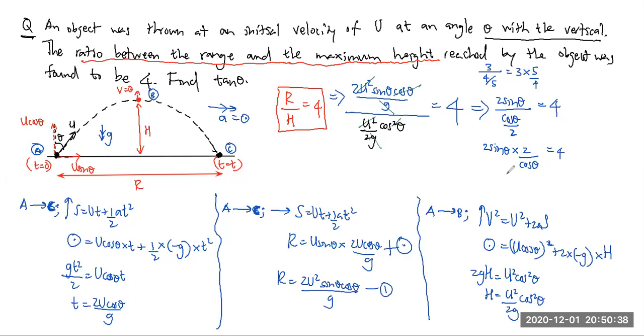So I am getting 4 sin theta over cos theta is equal to 4. Again, this 4 also can be cancelled out. So if 4 cancels out, 4 cancels here, we get 1. And what is sin theta divided by cos theta? It's tan. So ultimately, tan theta is equal to 1. That is the final answer.